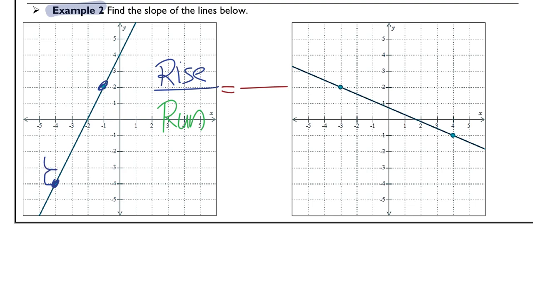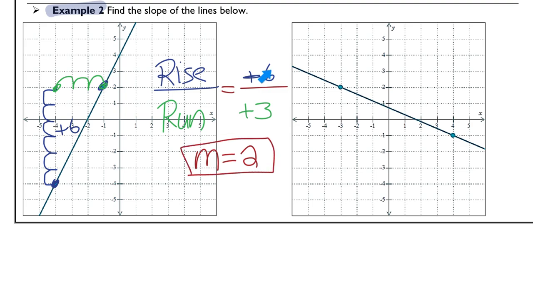So I'm going up 1, 2, 3, 4, 5, 6. So I went up plus 6. So my top is positive 6. My run is how far am I going left and right. So I'm over here and I'm going 1, 2, 3 for that. So my run is positive 3. Therefore, my slope, which we're going to use as lowercase m, is 6 divided by 3, which is in fact 2.